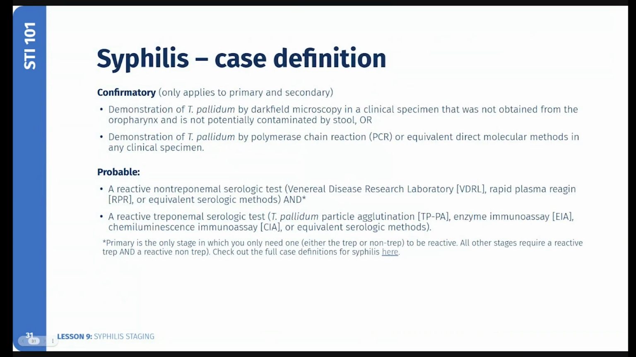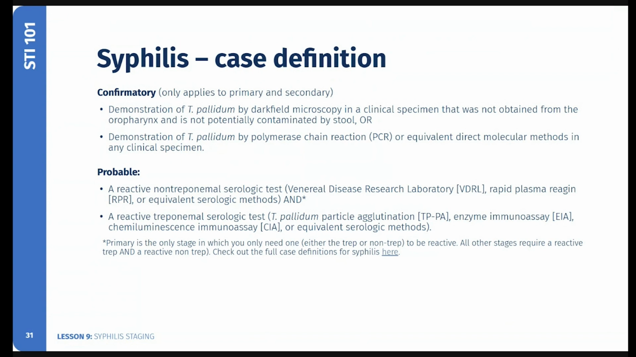Most cases of syphilis wind up meeting the probable classification. In order to meet the confirmatory definition, you would have to demonstrate the presence of syphilis using dark field microscopy, PCR, or other equivalent direct molecular methods. Not only is this equipment for dark field testing incredibly rare, but you are only able to directly observe the spirochetes if someone is in one of the symptomatic stages like primary or secondary. The Maricopa lab does have a dark field microscope, so you may have an occasional case meet the confirmed classification.